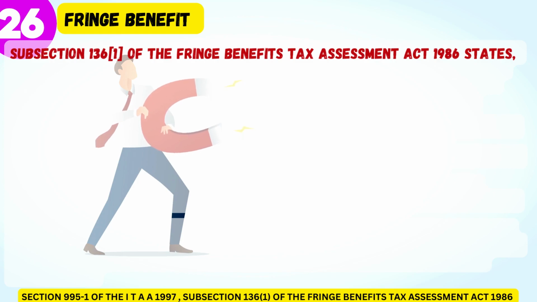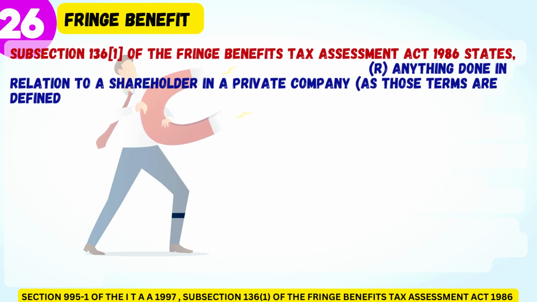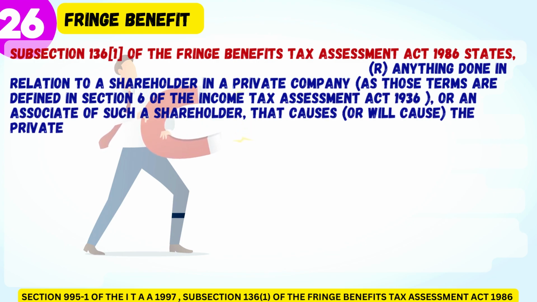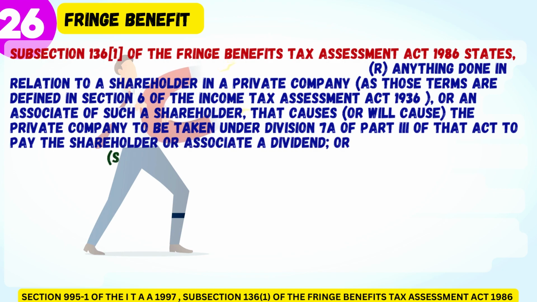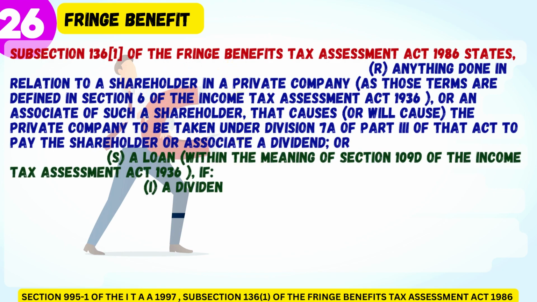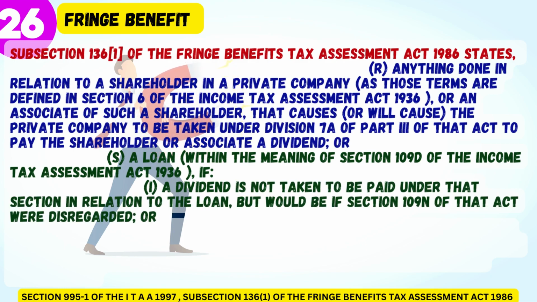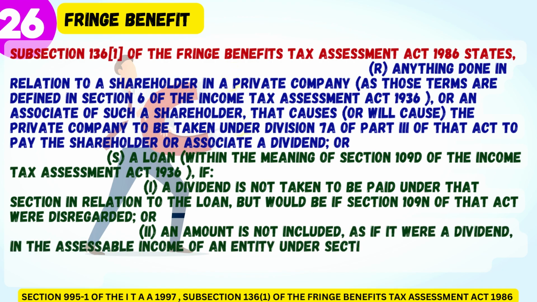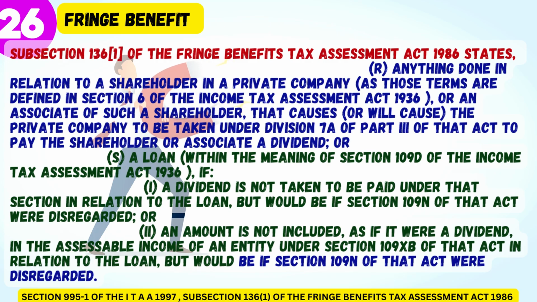R. Anything done in relation to a shareholder in a private company, as those terms are defined in Section 6 of the Income Tax Assessment Act 1936, or an associate of such a shareholder, that causes, or will cause, the private company to be taken under Division 7A of Part 3 of that Act to pay the shareholder or associate a dividend, or S. A loan, within the meaning of Section 109D of the Income Tax Assessment Act 1936, if 1. a dividend is not taken to be paid under that section in relation to the loan, but would be if Section 109N of that Act were disregarded, or 2. an amount is not included, as if it were a dividend, in the assessable income of an entity under Section 109XB of that Act in relation to the loan, but would be if Section 109N of that Act were disregarded.